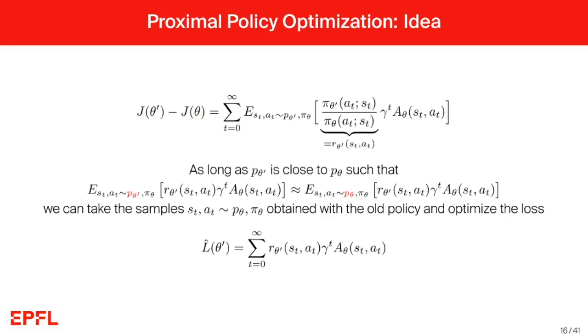So this really is the idea of proximal policy optimization. The word proximal here comes in because pi theta and pi theta prime should be proximal to each other, should be close to each other. And of course, policy optimization because we directly optimize the policy.